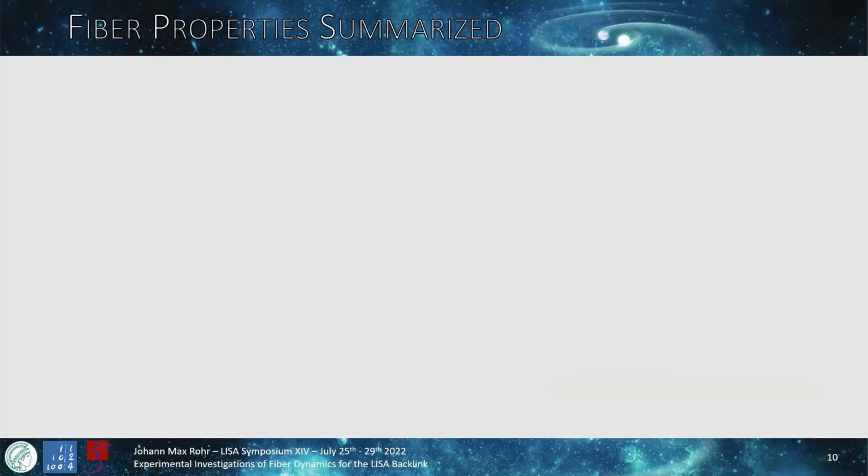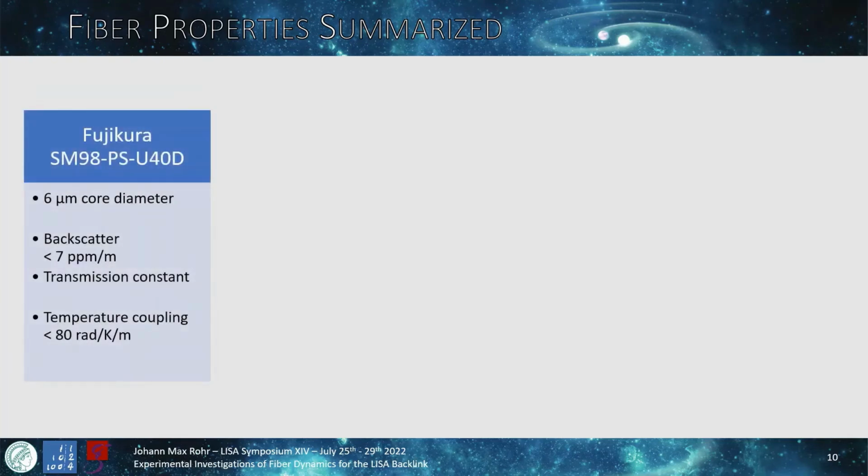Let me quickly summarize the fiber properties. So we begin with the Fujikura fiber, which is heritage of LISA Pathfinder. This fiber type shows less than 7 ppm per meter of backscatter, a constant transmission, and fiber temperature coupling of less than 80 radian per Kelvin per meter. With these properties, we can make the backlink work.